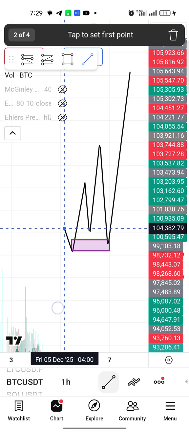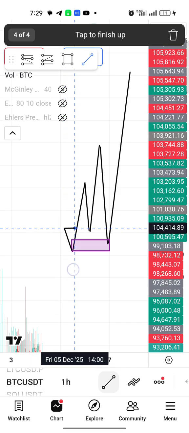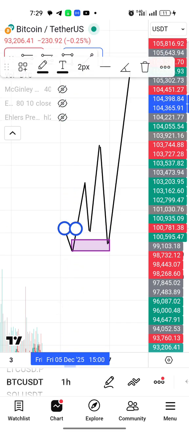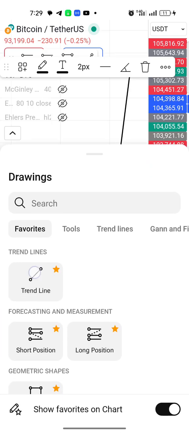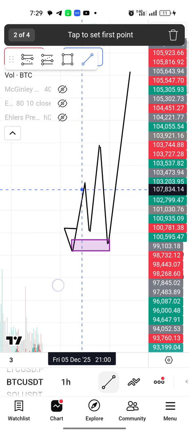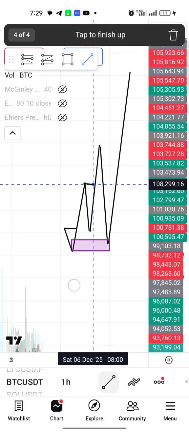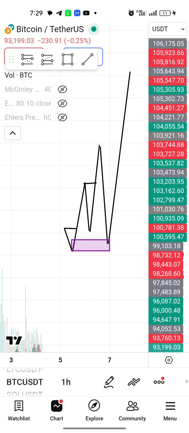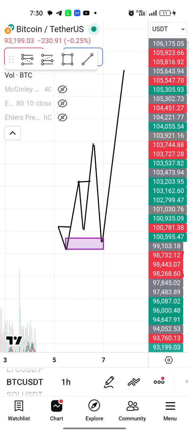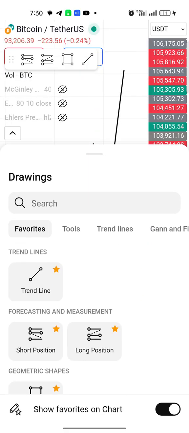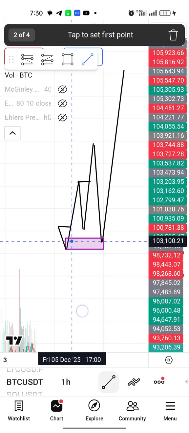There was a break here. There's a structure break here, and here also, and here also. And down here, this was the first pullback that didn't get to our point of interest. This is our point of interest.